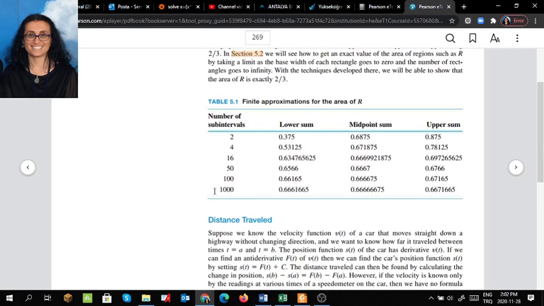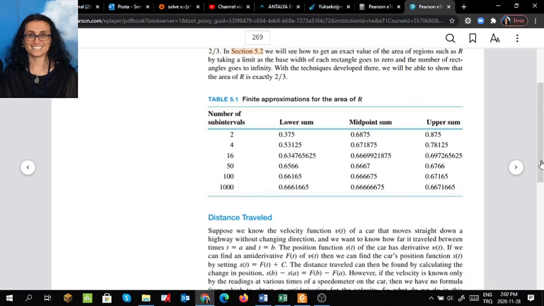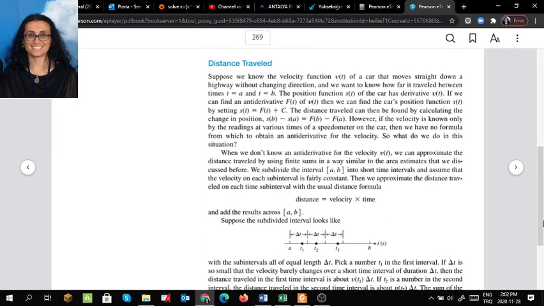Again, as you increase the number of rectangles, these approximations, these estimates are going to be very close to each other, as you will see, 0.6666. Okay, we are going to talk about that as well.